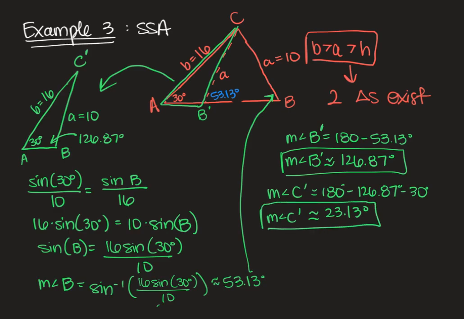And you can also find the measurement of angle C. So this angle up here, you know that the measurement of angle B is 53.13. You know the measurement of angle A is 30 degrees. So you can find the measurement of angle C by subtracting both of those measures from 180 degrees. And when you put that in your calculator, you get 96.87 degrees.